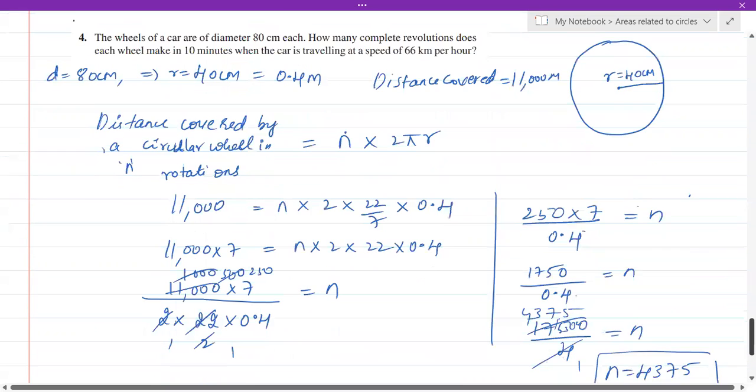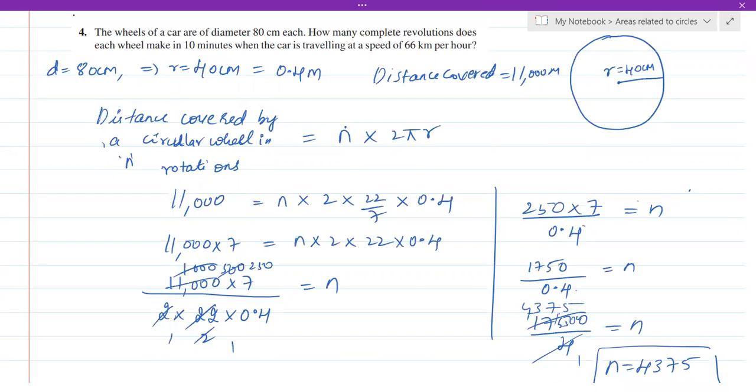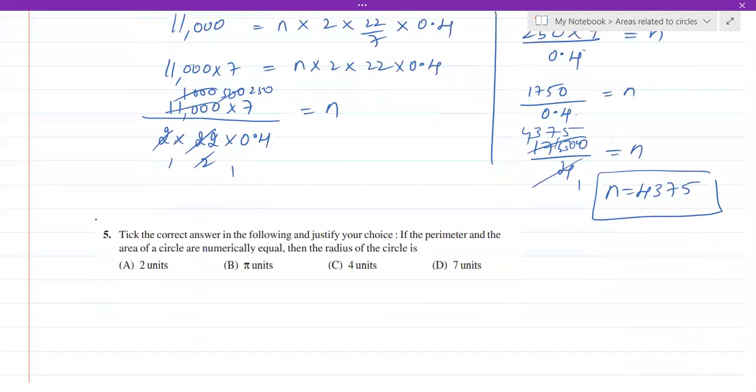So let's recall what we have done. For any problem based on the number of revolutions, we are going to use this formula: distance covered is equal to n into 2 pi r. Here we didn't know distance covered, but speed was given. So using that speed and time, we found distance covered. Once we found distance covered, we substituted in the formula and easily calculated the value of n. So let's get into the next problem.